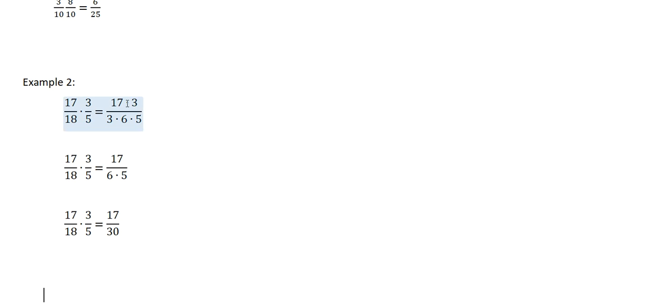So we're going to eliminate those common factors. And instead of 17 times 3 in the numerator, we're going to have 17. Instead of 3 times 6 times 5 in the denominator, we're going to have 6 times 5. And that is, of course, going to be 17/30. And that is our answer.